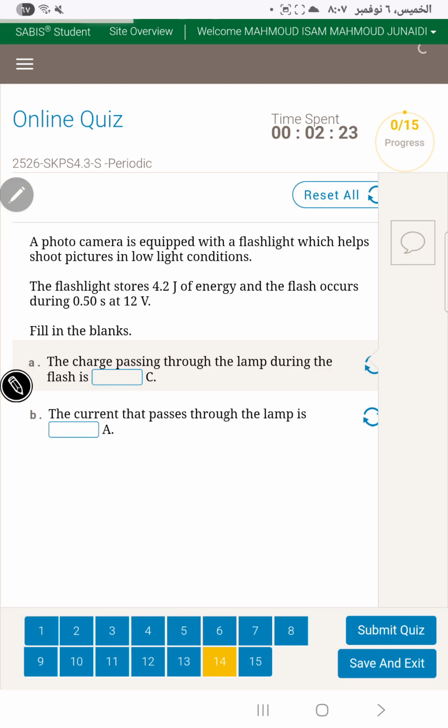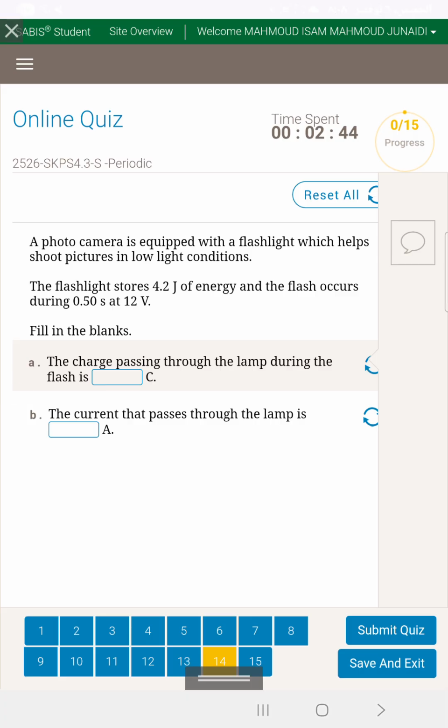Question 14. A photo camera is equipped with a flashlight which helps shoot pictures in low light conditions. The flashlight stores 4.2 joules of energy and the flash occurs during 0.50 seconds at 12 volts. The charge passing through the lamp is Q is equal to IT. So you multiply the current, which is here.